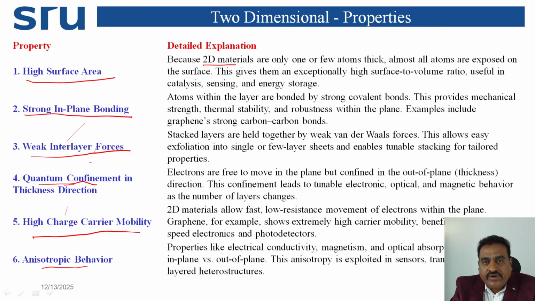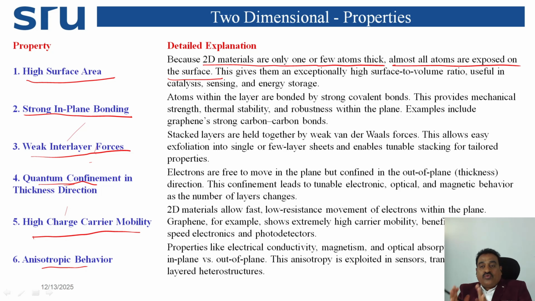Because two-dimensional materials are only one or a few atoms thick, almost all atoms are exposed on the surface. Because of this, they are free to move in two dimensions. This gives them an exceptionally high surface to volume ratio, useful in catalysis, sensing, and energy storage.